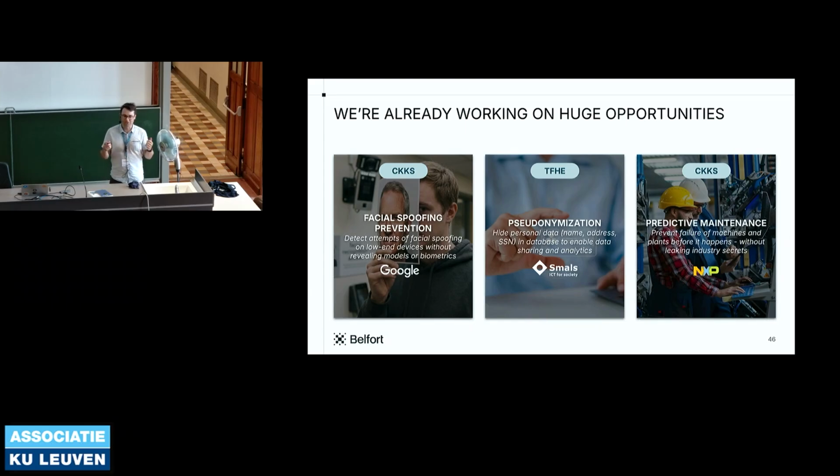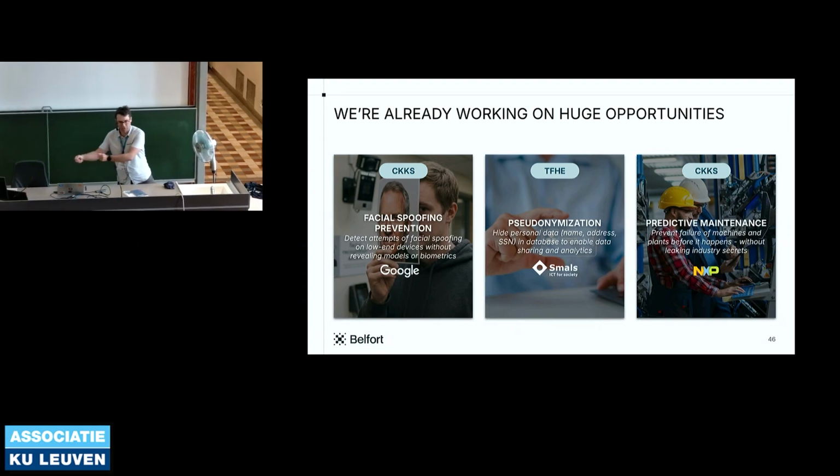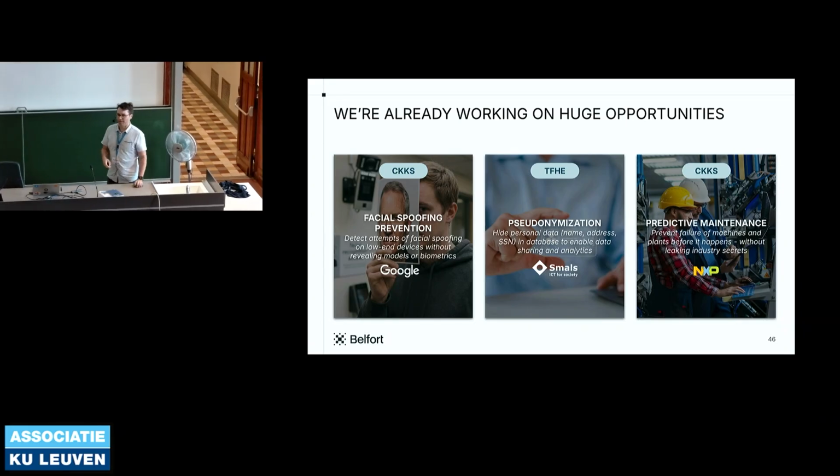But an attack on this is that you take a picture of your friend, you print it, and you show it in front of the laptop, and then it unlocks the laptop, right? So with facial spoofing prevention, the idea is that you want a model that's not going to do facial recognition. It just wants to recognize if this is a real person standing in front of the camera or if it's a printed image, for example.